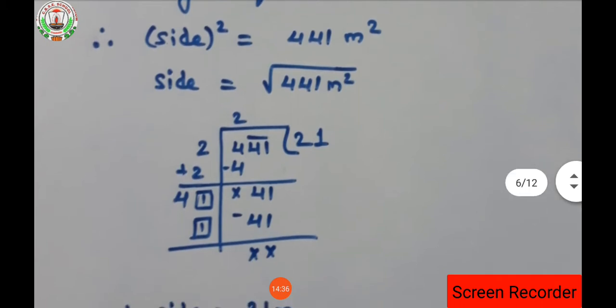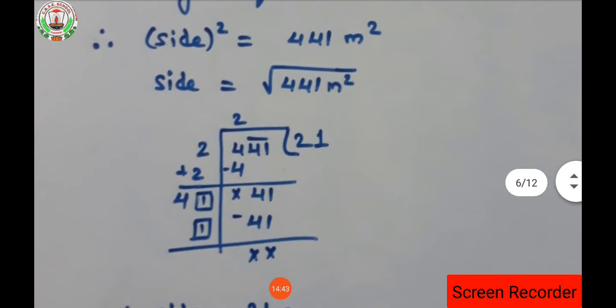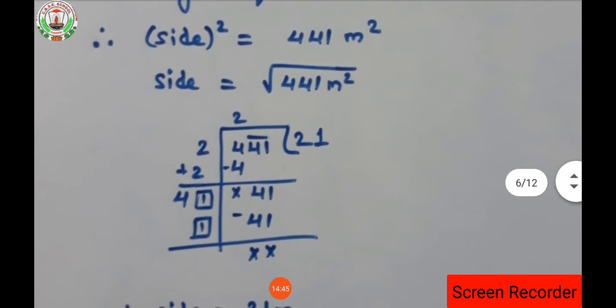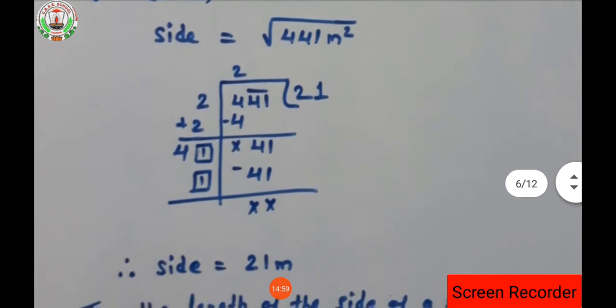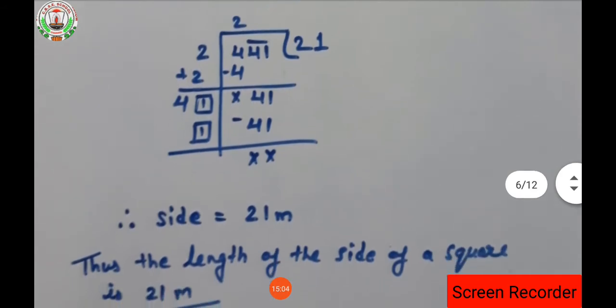Okay, then 2 into 2 will be 4, subtracted will be 0. 41 will come in the next step, so we have 2 plus 2 will be 4, isn't it? So you have to think of that number. As 4 is there and 41 is there in the dividend, 41 will be the number, isn't it? So 41 will be subtracted with 41, the remainder will be 0. So what will be the length? The quotient in this long division method is 21. So the side is 21 meter, isn't it? Thus the length of the side of the square is 21 meter.